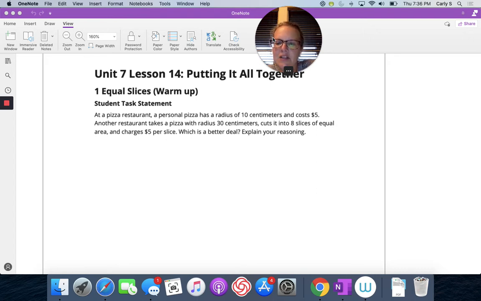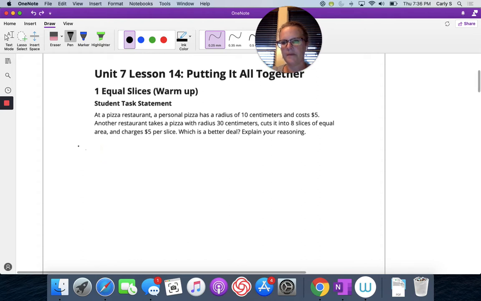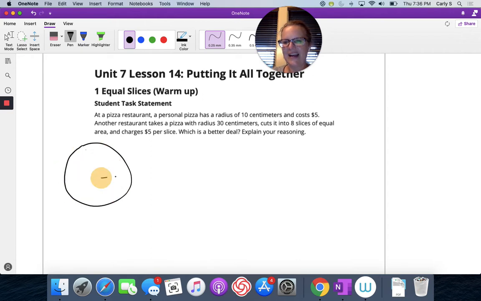So at a pizza restaurant, a personal pizza has a radius of 10 centimeters and costs $5. My tablet's not working. I'm going to pause this and get my tablet working. All right, it's working. That would be a pizza, with a radius of 10 centimeters and a cost of $5.